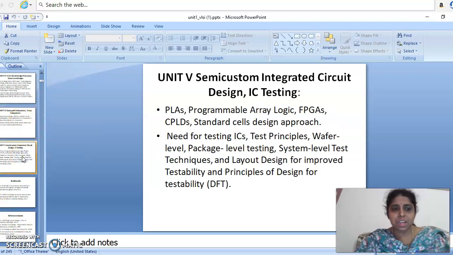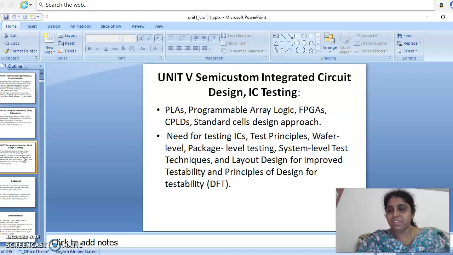So next comes unit 5. Finally, it is testing, semi-custom integrated circuit design and IC testing. So PLAs, programmable array logics, FPGA, CPLD, standard cell design process. Previously we discussed adders, multipliers, all those simple blocks. Now complex blocks like CPLD, PLA, PAL can be discussed, and the comparison between FPGA and CPLD can be done. Finally, as far as fabrication is concerned, testing is equally important.